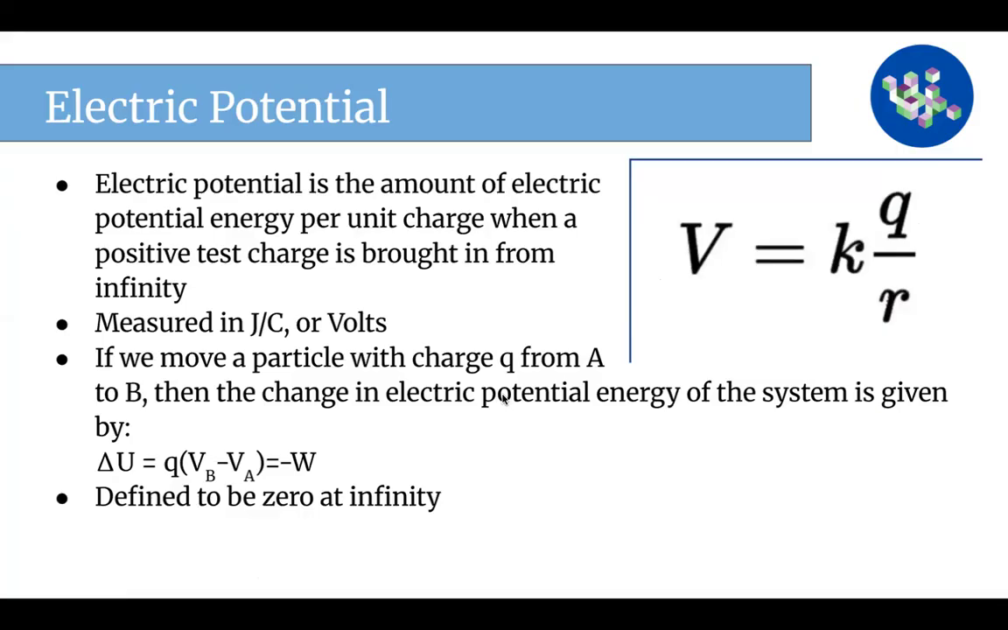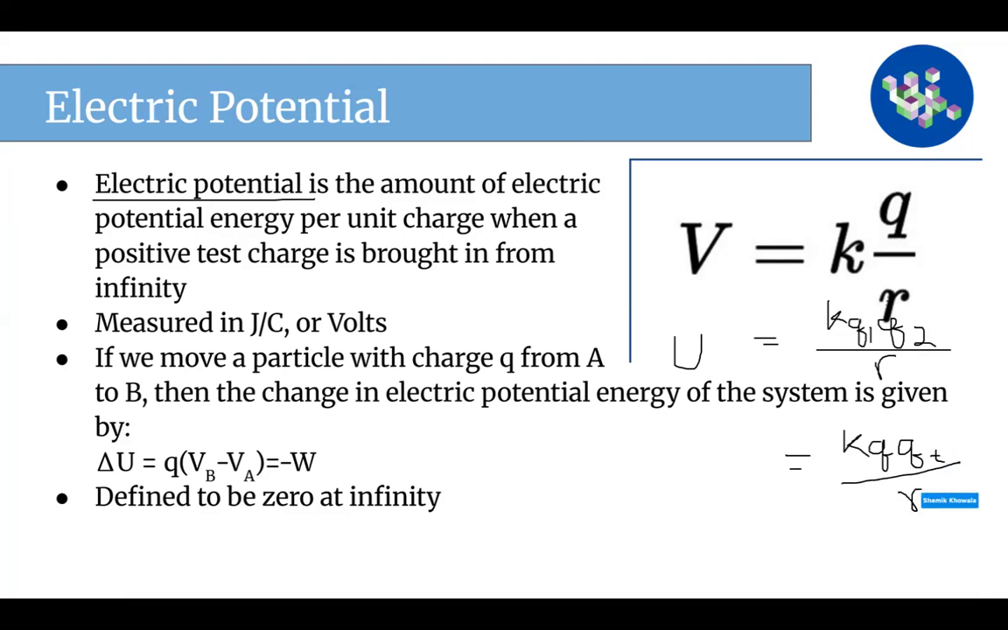Just as a reminder, we had U equals K Q1 Q2 over R. Then we can define electric potential as the amount of U per unit test charge. So U equals K, where Q is the charge that we've placed and Q test is the test charge, over R. From our definition, it's per unit test charge, so you'll get V equals KQ over R.